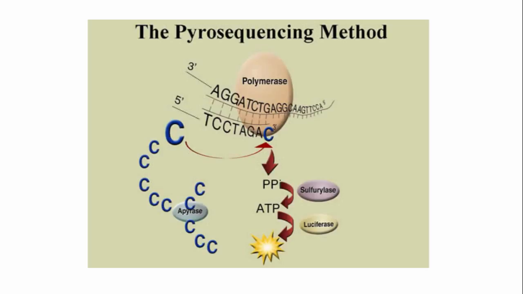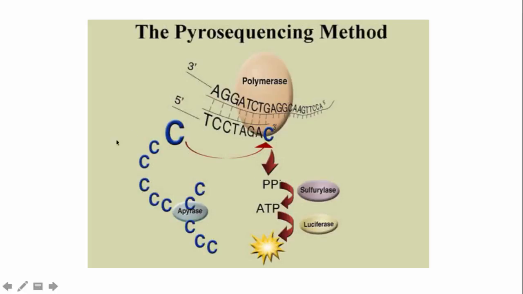There are new methods that are rapidly changing how we do population genetics, and one of these is that there are new ways to sequence DNA. One of these is called pyrosequencing. This is one of a handful of techniques that we now call next generation DNA sequencing.